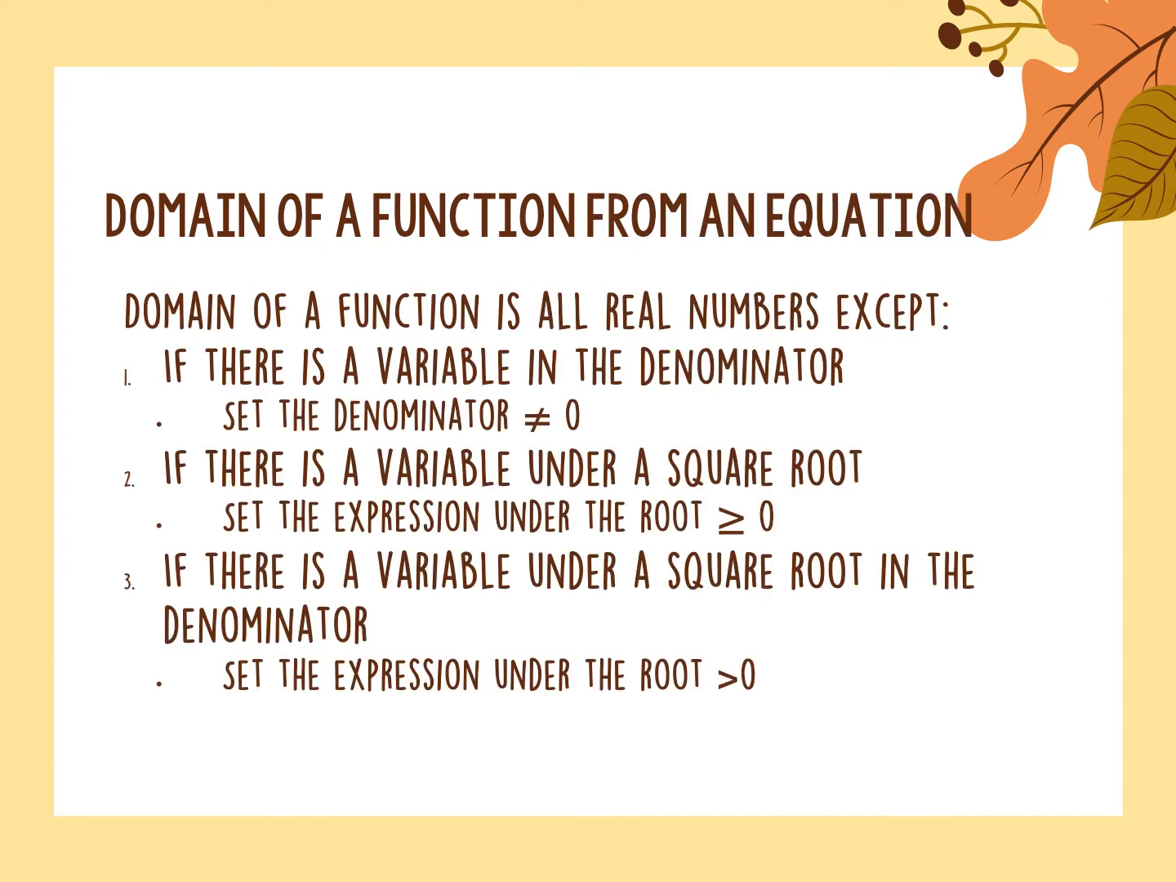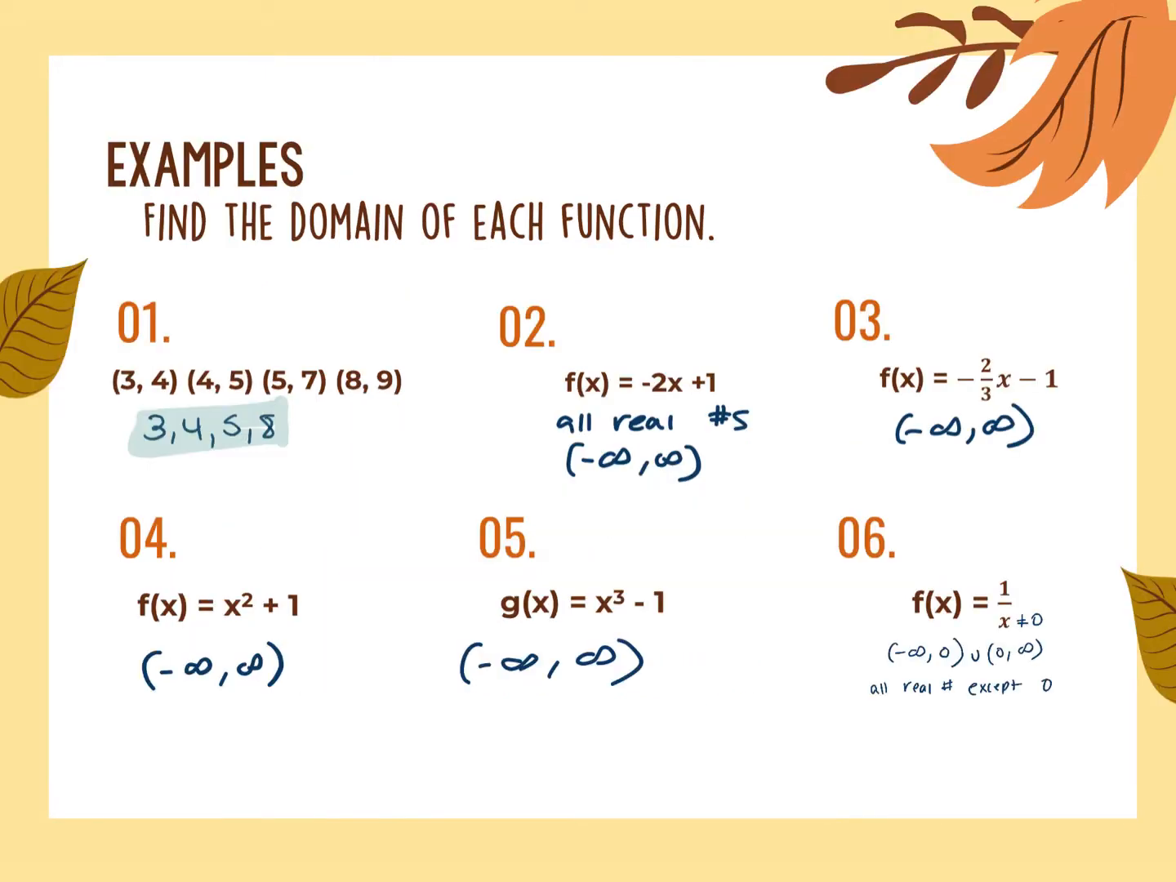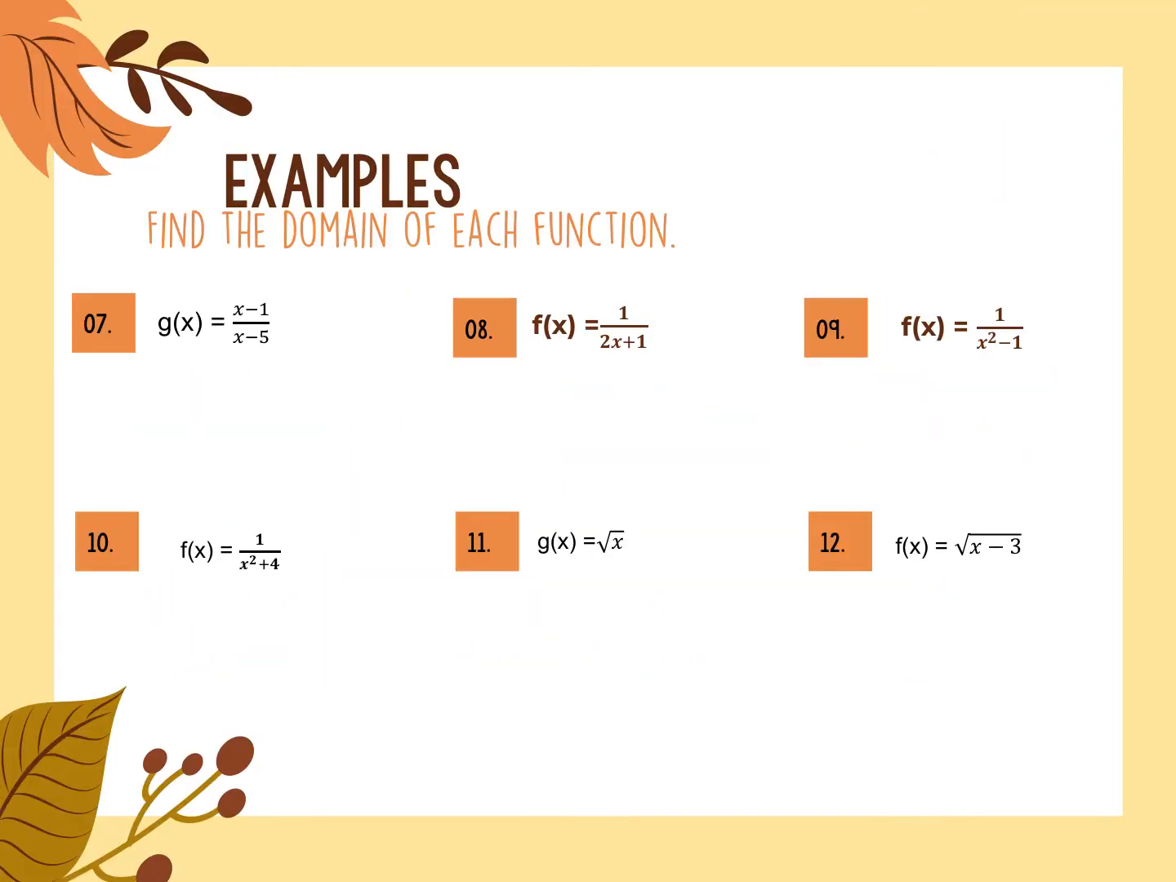We established that domain is all real numbers except if there's a variable in the denominator, if there's a variable under the square root, or the combination of the two, if there's a variable under the square root and in the denominator. If it's just in the denominator, we set the denominator not equal to 0. If it's under the root, we set what's under the root greater than or equal to 0. And if it's a combination of the two, we set the expression under the root greater than 0. We worked through these examples and we left off here.